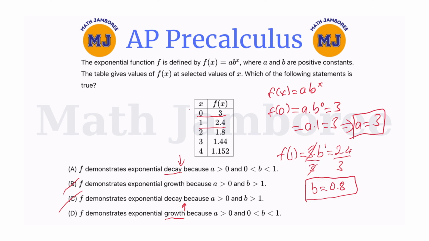So as x values are going up, say from 0 to 4, the y values are going in the opposite direction. These are increasing, but the y values are decreasing. They started from 3, but they went down to 1.152. Therefore, this is a decay function. The correct answer is choice A.